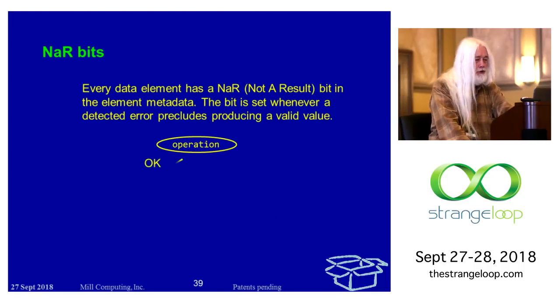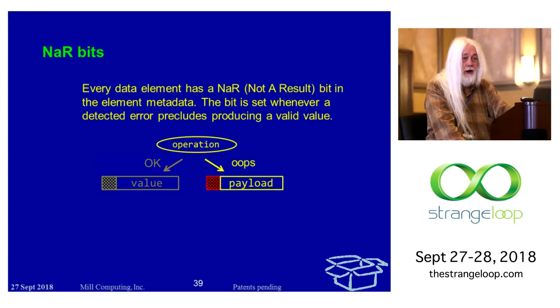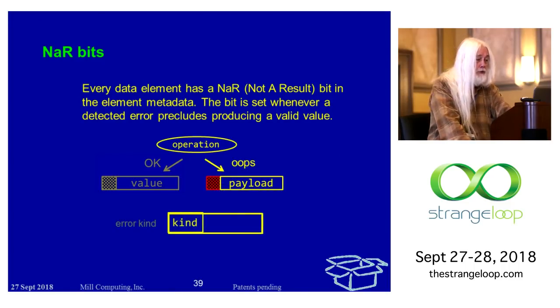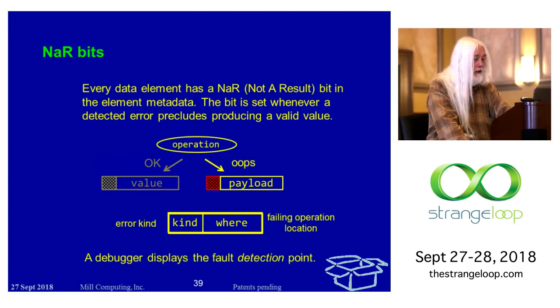So if the operation runs OK, you'll get a perfectly ordinary value with a cleared NAR bit. And if the operation does an oopsie, you will get a NAR, which has the NAR bit set, and the remaining values of the operand contain a payload, which in one part tells you what went wrong, and in another part tells you where it happened. The debugger does a pretty good job of telling you where the fault happened, not where we discovered that things had gone wrong.